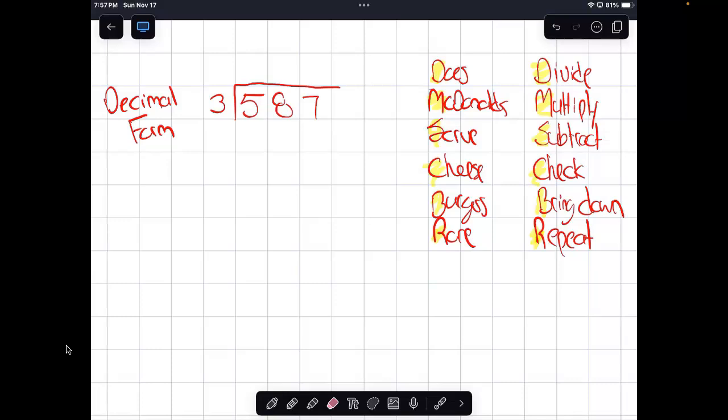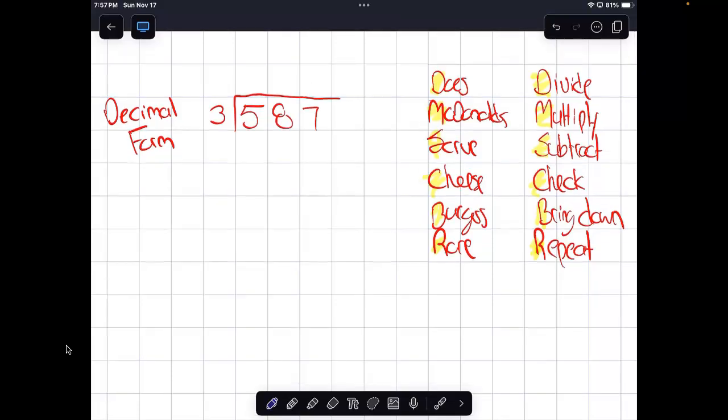Divide, multiply, subtract, check, answer, bring down, and repeat is our process. I really want you to focus this week on being sure that you are keeping everything nice, neat, and organized. So for example, on nice, neat, and organized, we're going to do our first step here in division.